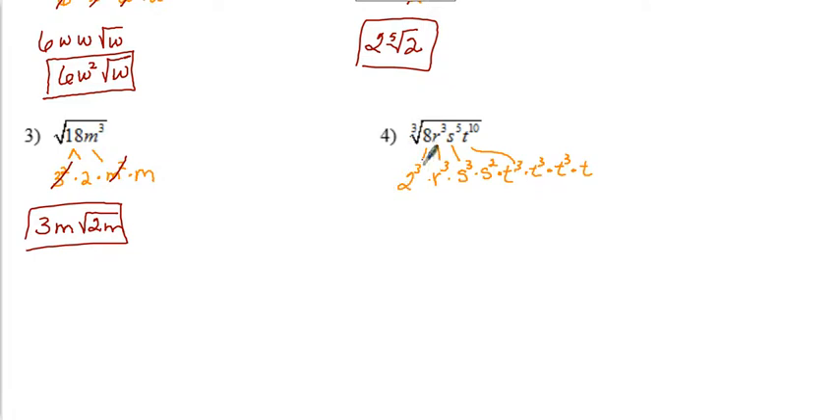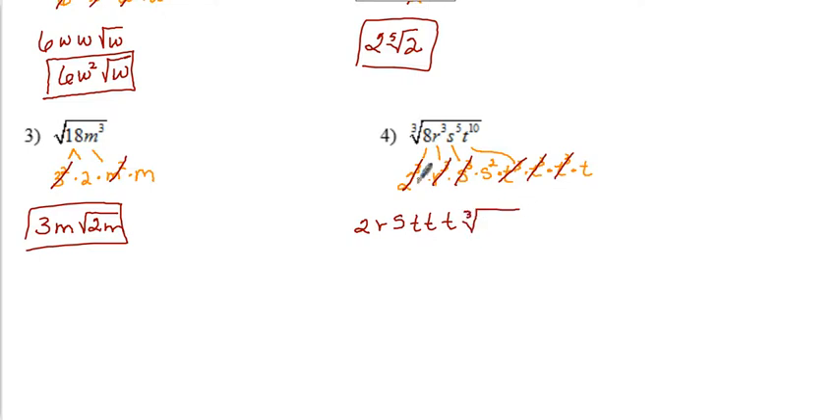So the cube root of 2 cubed is 2. The cube root of R cubed is R. The cube root of S cubed is S. The cube root of S squared, well, you're not big enough. You're going to have to be left behind. The cube root of T cubed is T, three times over. T, you don't have a 3 there, you're left behind.